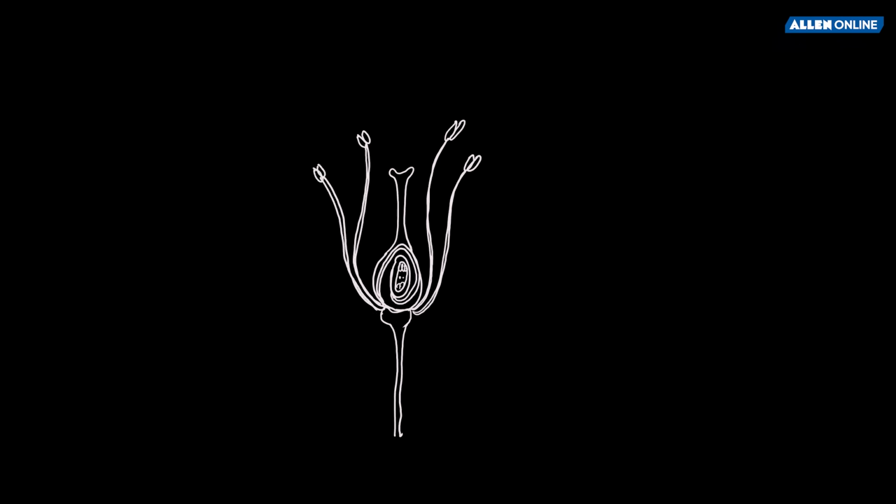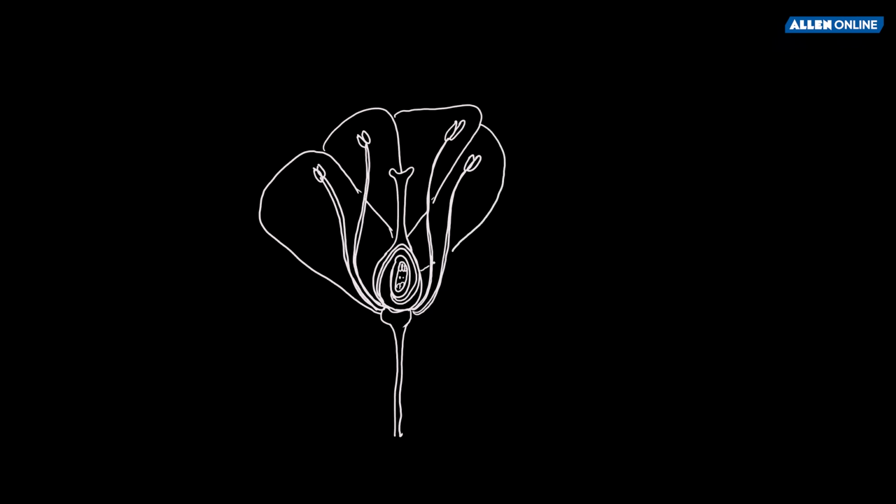Okay, and now we will draw the petals. So like this you will draw the petals surrounding the flower. Okay, and now we are going to draw the outer green structure, that is the sepals. Okay, and that is how the structure of the flower will be drawn.